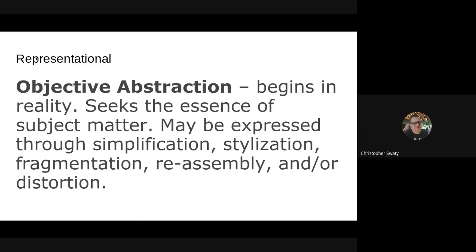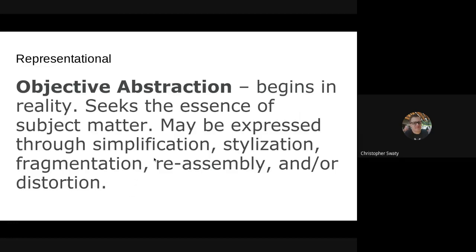So representational or objective abstraction begins in reality. That means that even if it becomes a bunch of lines and shapes, it started somewhere. And that's kind of the path we're going to be going. Abstraction is really trying to seek the essence of the subject matter, and it can be expressed through simplification, stylization, fragmentation, reassembly, and or distortion.